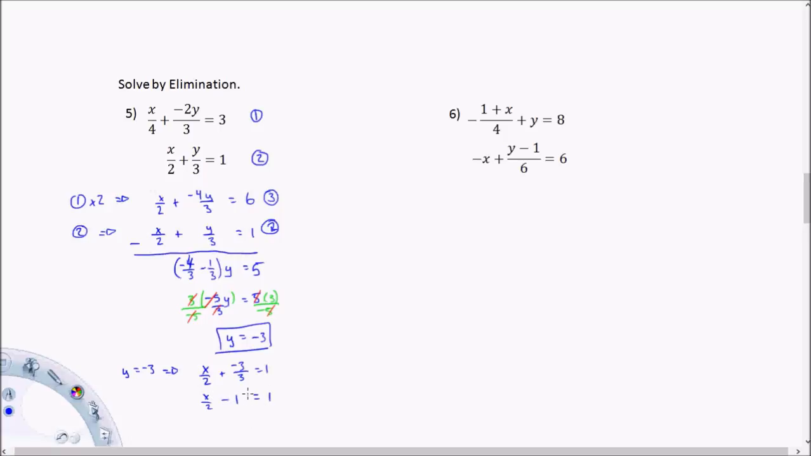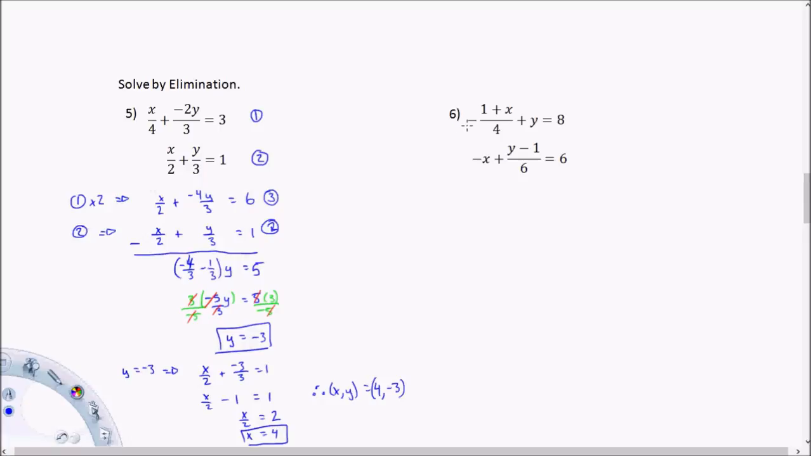And then if we add 1 to both sides of the equal sign, we end up with just x over 2 isolated, which is equal to 2. And then if we multiply both sides by 2 to isolate for x, we find that x is equal to 4. So therefore, x comma y would be equal to 4 comma negative 3.